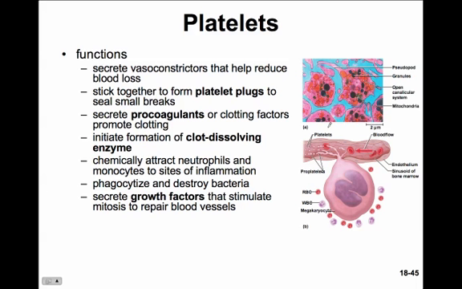They'll also chemically attract neutrophils and monocytes to the site of inflammation so that they can do their jobs. They'll phagocytose and destroy bacteria. They'll also secrete growth factors that will stimulate mitosis to repair the broken blood vessels.